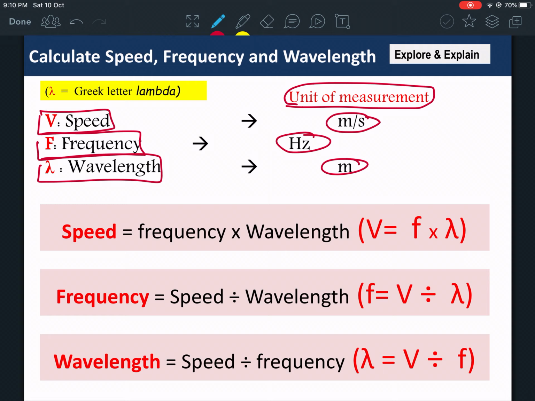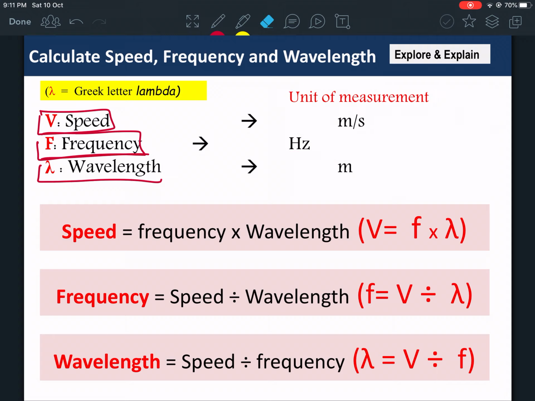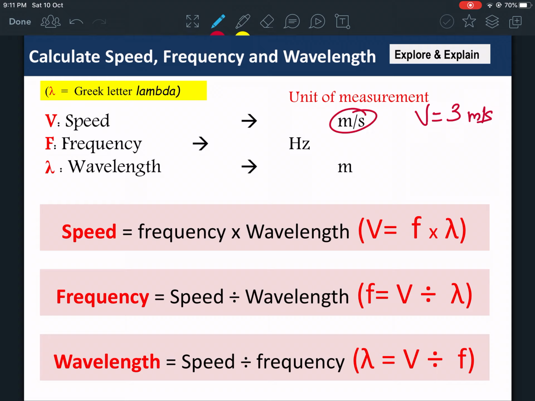So we might say, for example, that a wave has a speed of V equals 3 meters per second. I can't just say V equals 3. V equals 3 what? Bananas? 3, I don't know, 3 slippers? No, you have to put a unit of measurement also. So if I say V, I have to say V equals 3 مثلا meters per second, because this is the unit of measurement of speed.